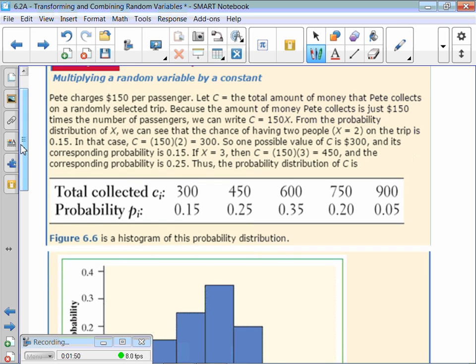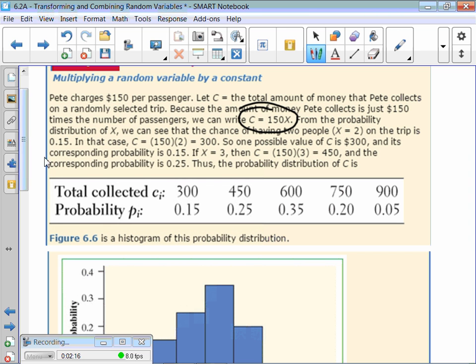So now let's transform the variable. Pete charges $150 per passenger. Let C equal the total amount of money that Pete collects on a randomly selected trip. Because the amount of money Pete collects is just 150 times the number of passengers, we can write that C equals 150X. Okay? From the probability distribution of X, we can see the chance of 2 people, and so on.